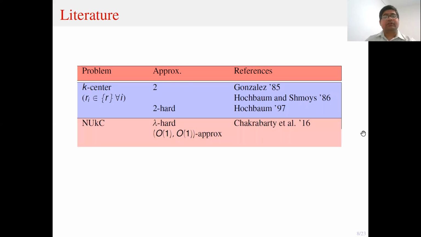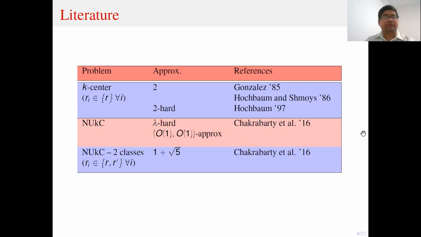Compared to this, NUKC was formulated very recently by Chakrabarty et al. And they considered the approximability of this problem and showed that the problem is hard to approximate within a factor of lambda for any value lambda. However, they obtained a bicriteria approximation. In particular, if we are allowed to use a constant times ki balls instead of only ki balls for each radius class i, then we can obtain a constant approximation. They also studied the 2 radii class version of the problem and they obtained a true constant approximation. However, even for 3 radii classes, no approximation algorithm is known.